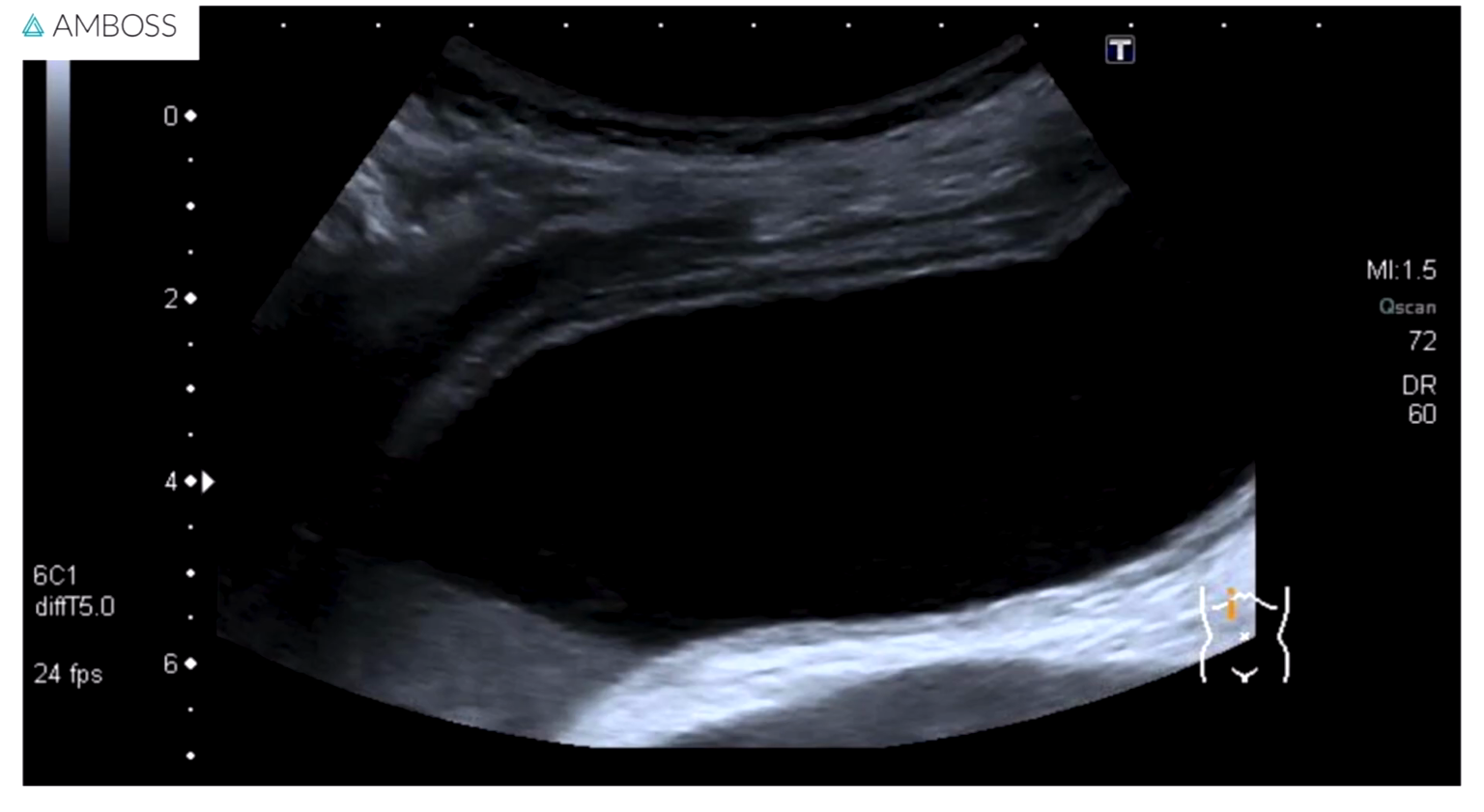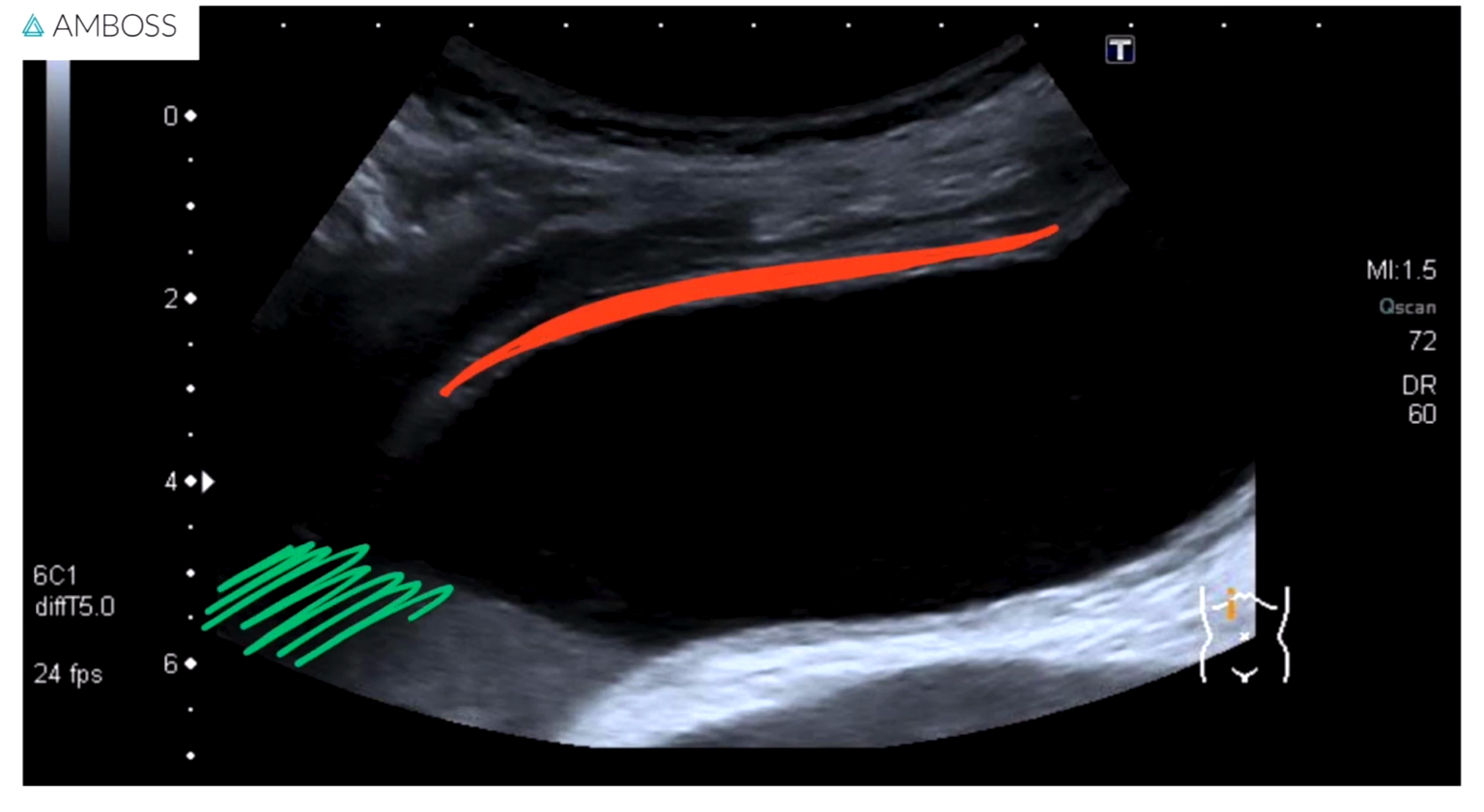This is another image contributed by Amboss that will allow us to highlight several important features of acalculous cholecystitis. This ultrasound of acalculous cholecystitis shows gallbladder wall thickening in red and biliary sludge in green. Notice that there are no gallstones present in this image.